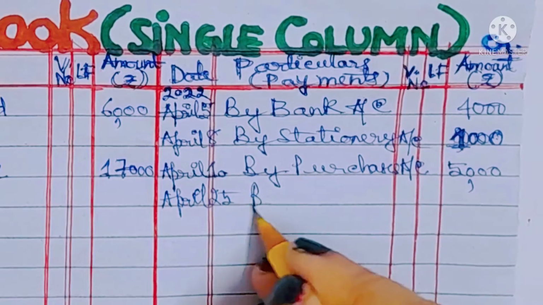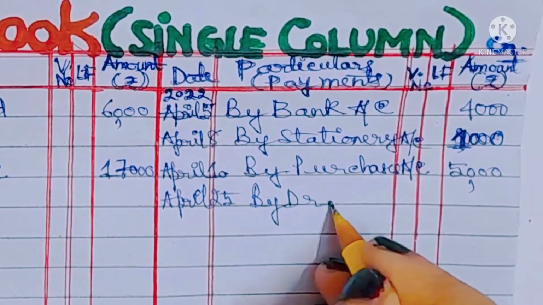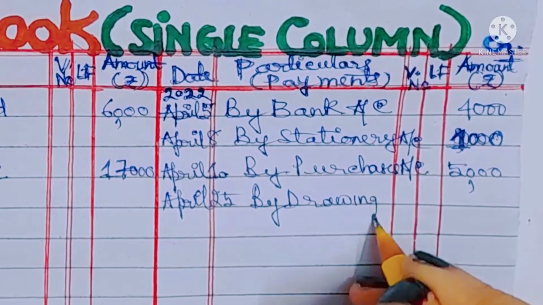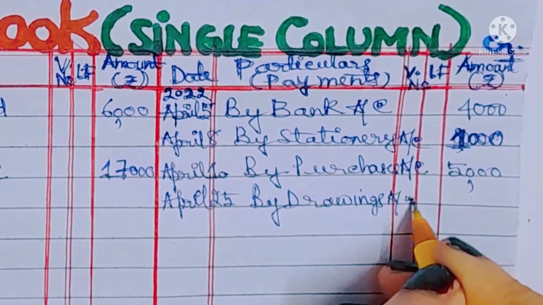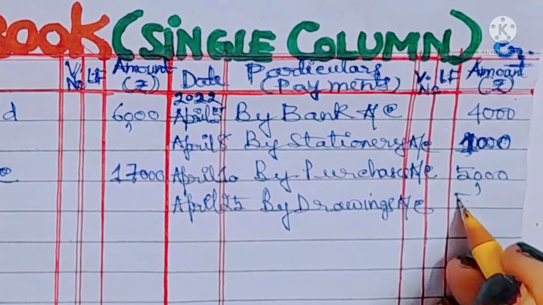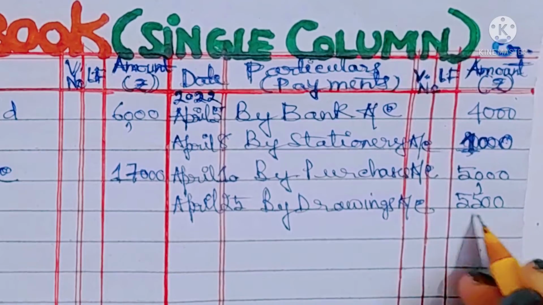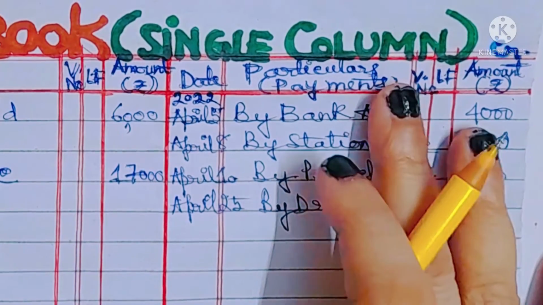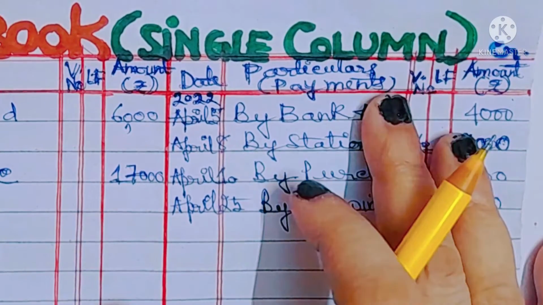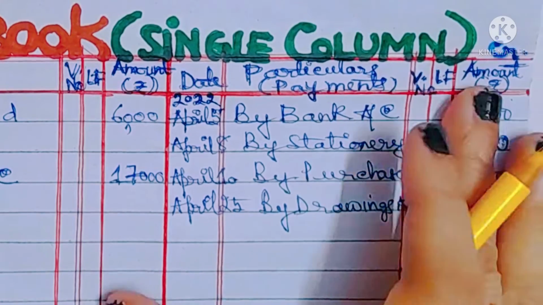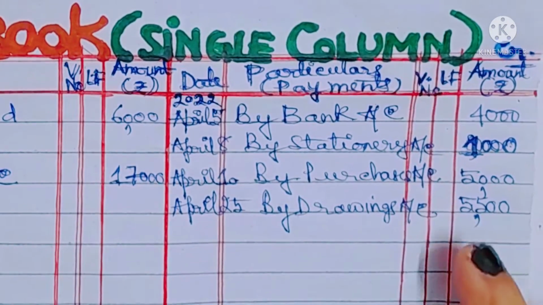By drawings account 5,500. Moreover, cash book is a real account. So according to real account, what goes out is credit. So 5,000 will be credited.